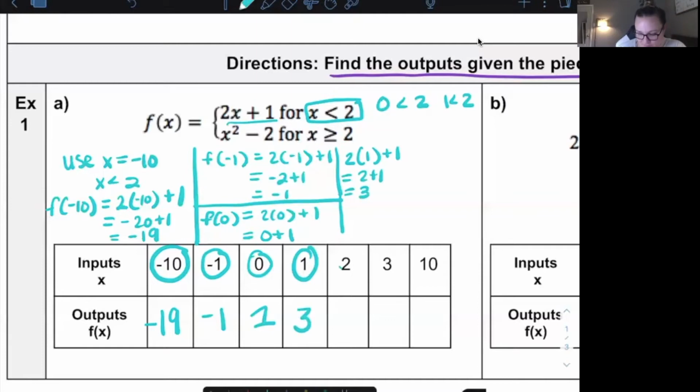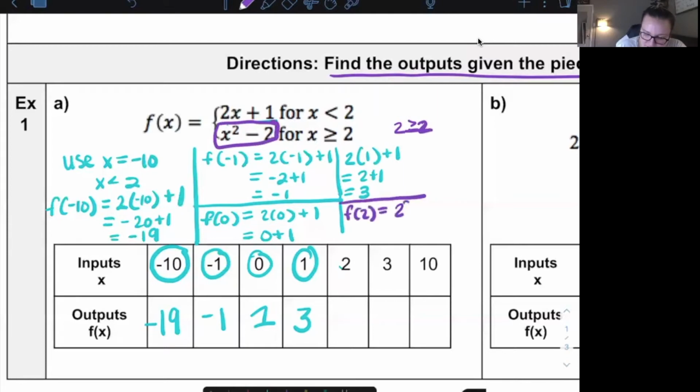Now what about 2? So we got to do a little bit of thinking here. Is 2 less than 2, or is 2 greater than or equal to 2? Well, I would argue it's the second one. 2 is greater than or equal to 2 because it's equal to itself. So that means we're going to use the second rule, x squared minus 2. So we're going to plug in f of 2 is equal to 2 squared minus 2, 4 minus 2, which is 2.